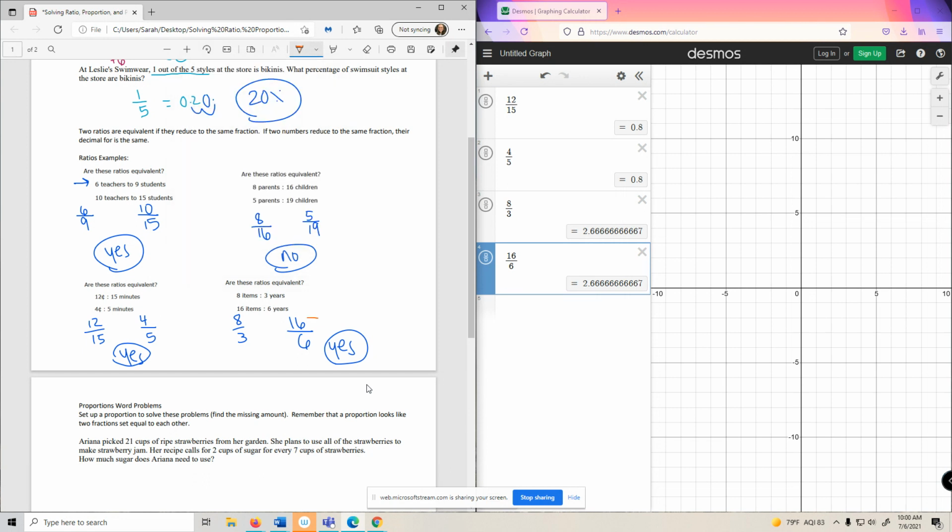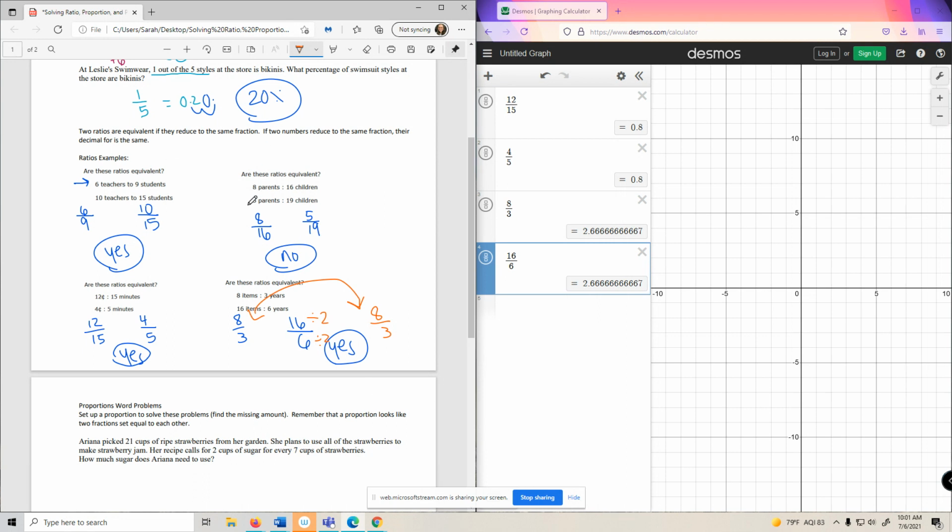Notice that 16 over 6, I can divide both of those numbers by 2. 16 divided by 2 is 8. 6 divided by 2 is 3. So those two are the same fraction when you reduce the second one. That's the other way you can think about these.